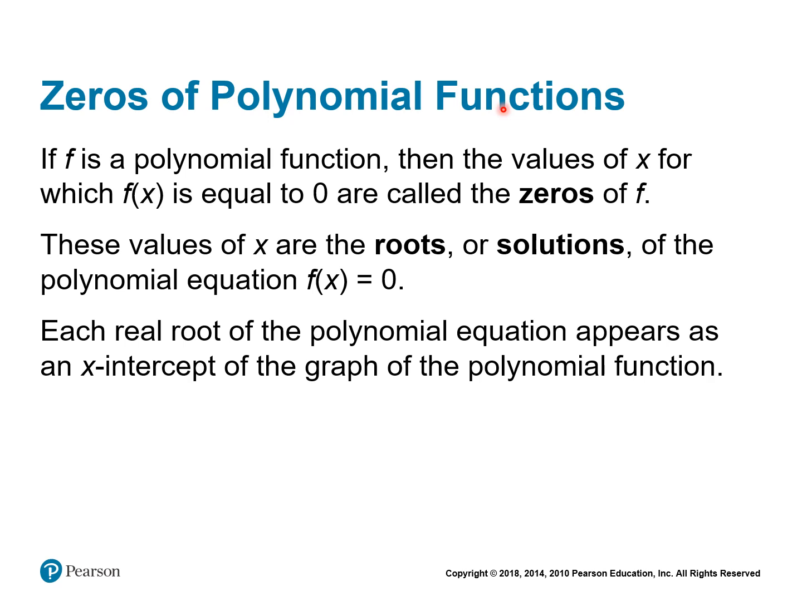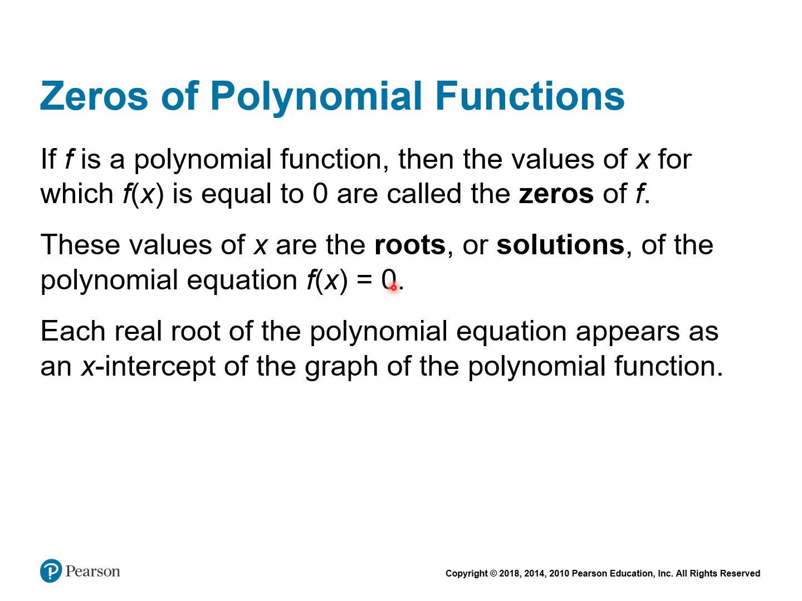So whenever they say zeros of a polynomial function, just keep in mind it's the point where the graph touches the x-axis. So it says here, if f is a polynomial function, then the values of x for which f of x is equal to 0 are called the zeros of f. F of x again meaning y. The y value would be 0 at the x-axis. These values of x are the roots or solutions of the polynomial equation f of x equals 0.